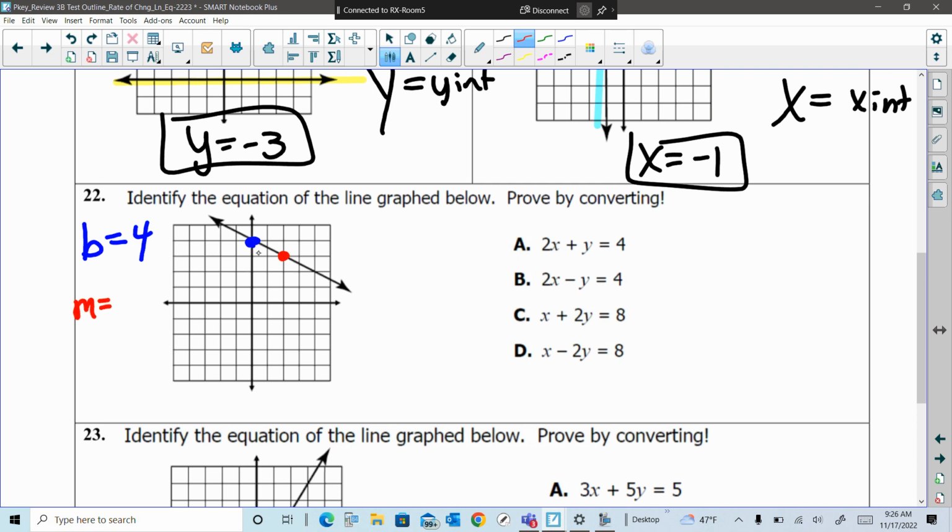Can I just go one? Nope. 1 to the right 2. Down 1, to the right 2. Down 1, to the right 2. So negative 1/2. There it is.